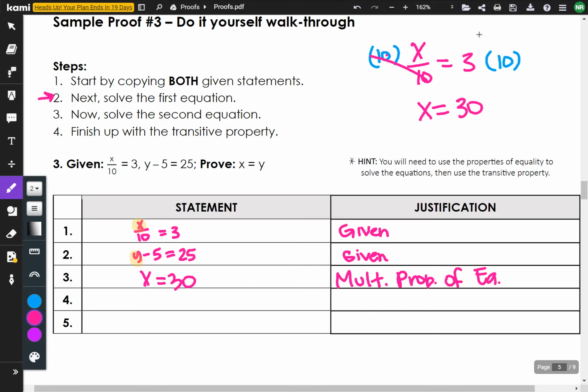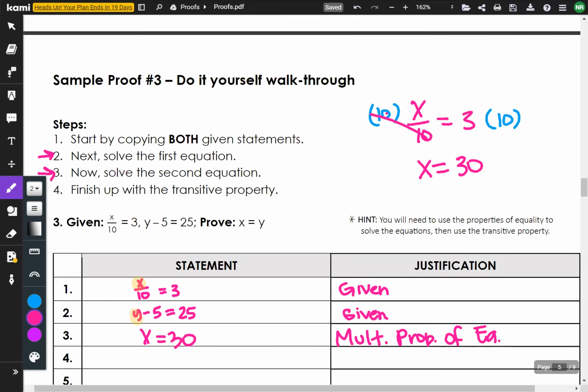Now that I look at it, between 2 and 3, we still don't have anything in common. There's no way to combine those two using transitive or substitution. So now I'm going to take the second equation and solve that. We do that by adding 5. We get y is equal to 30. If we added 5, then we used what property? Addition.